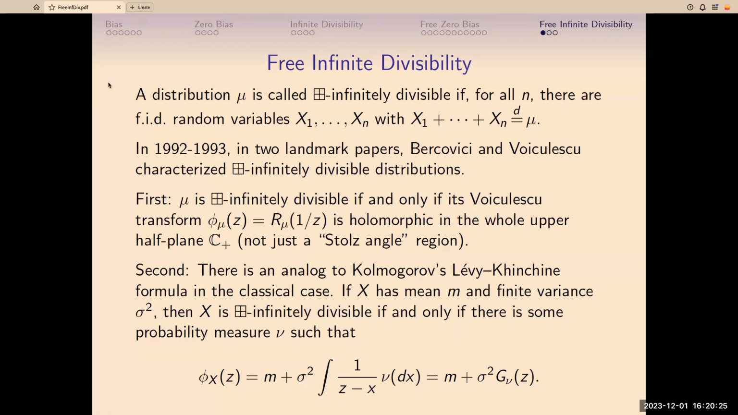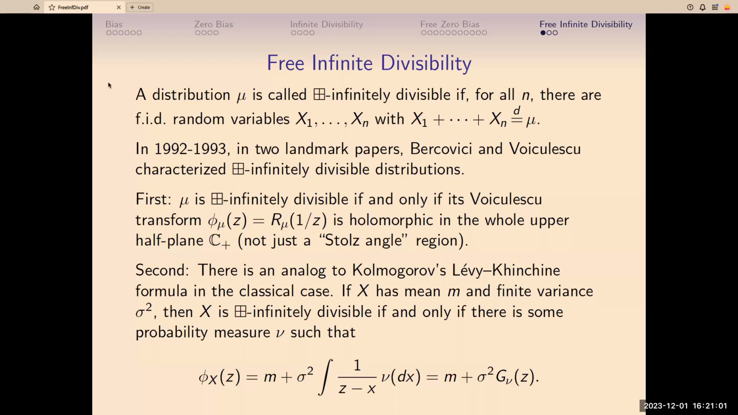There's a paper way back in 1992-93, where Bercovici and Voiculescu characterized freely infinitely divisible distributions in terms of their R transform. It's all very complex analytic. They say this function has to be holomorphic in the entire upper half plane. Also there was a kind of Lévy-Khintchine formula known for an expansion of this Voiculescu transform. It looks kind of like the one in the classical case. You have something multiplied by a Lévy measure.